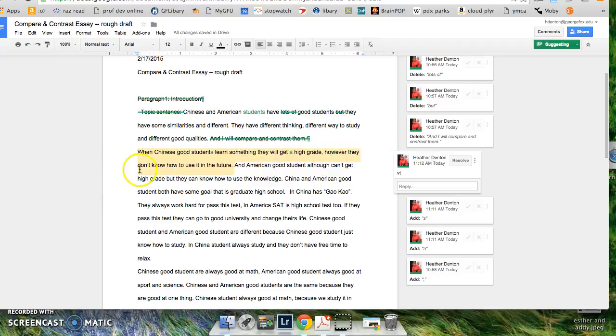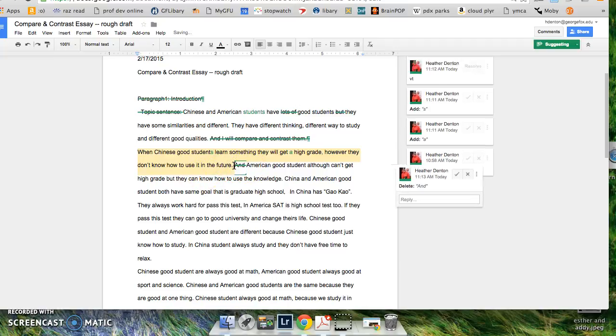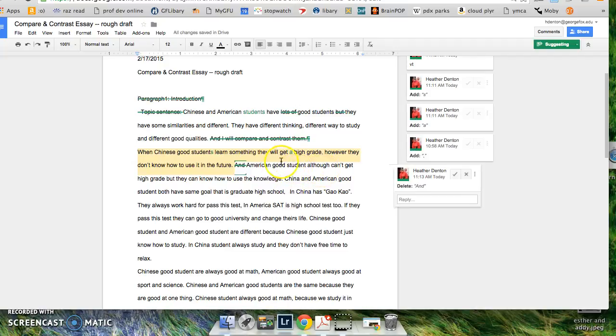However, this probably should also be in the future. However, they, and also a bit softened, they might not know how to use it in the future. We don't ever start sentences with and if we can avoid it. American students, so good, you want to put good American students, although can't get high grade, but they know how to use the language. Wow, Will, be so careful here because you're saying no American students can get high grades, and there's a number of things that are happening in the sentence. You're making your reader not believe what you're saying because there's a lot of American students with high grades.